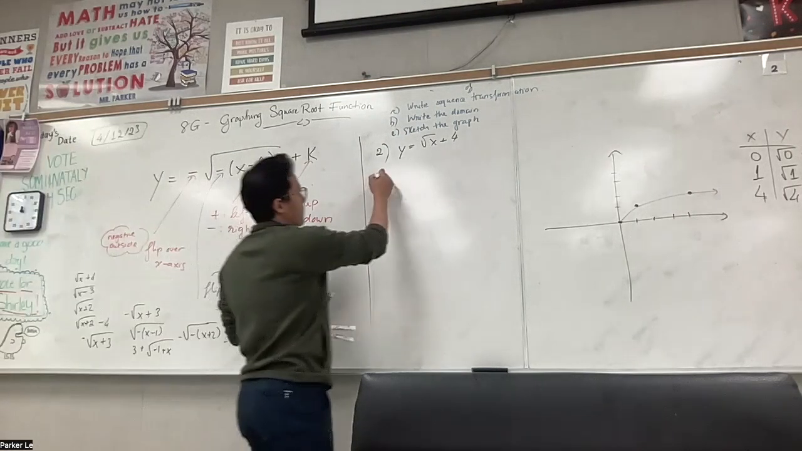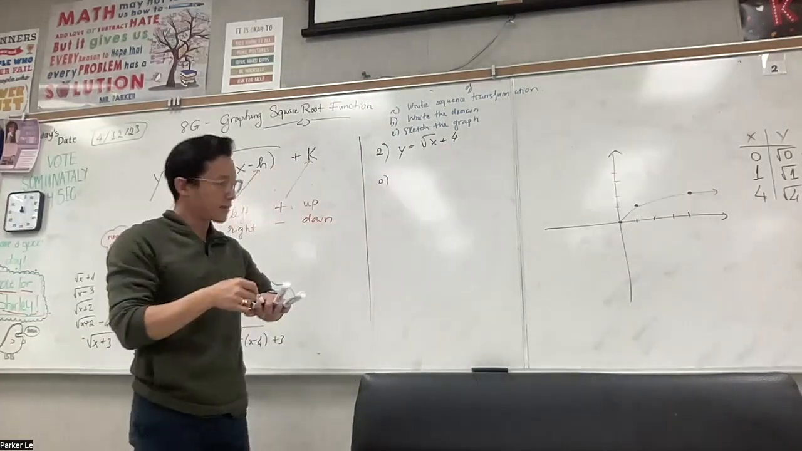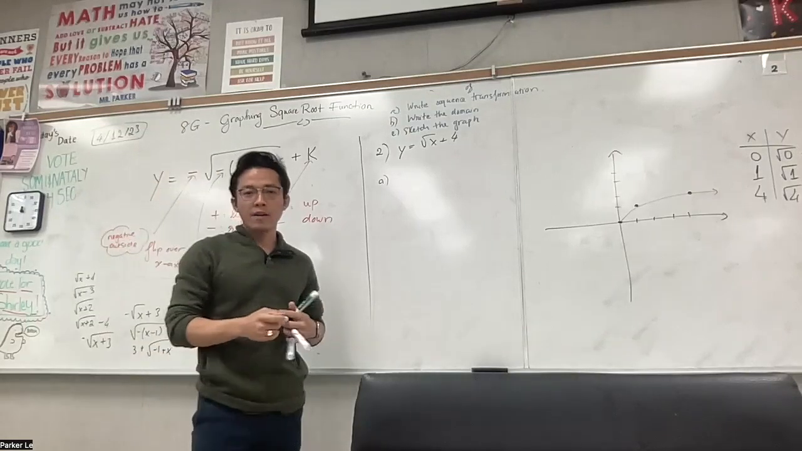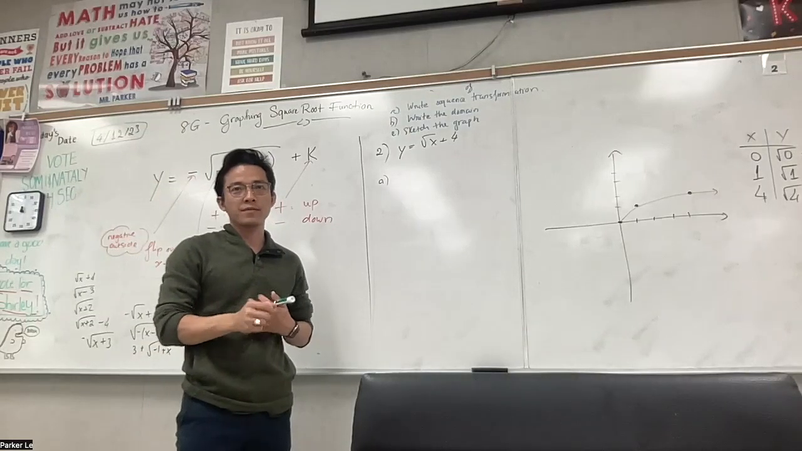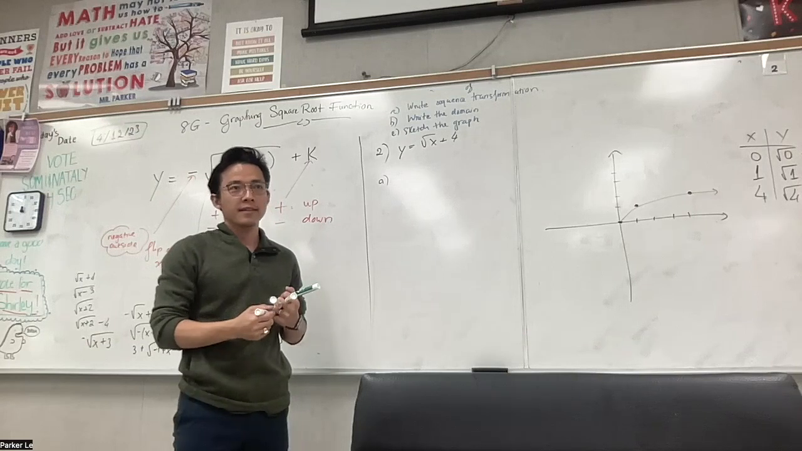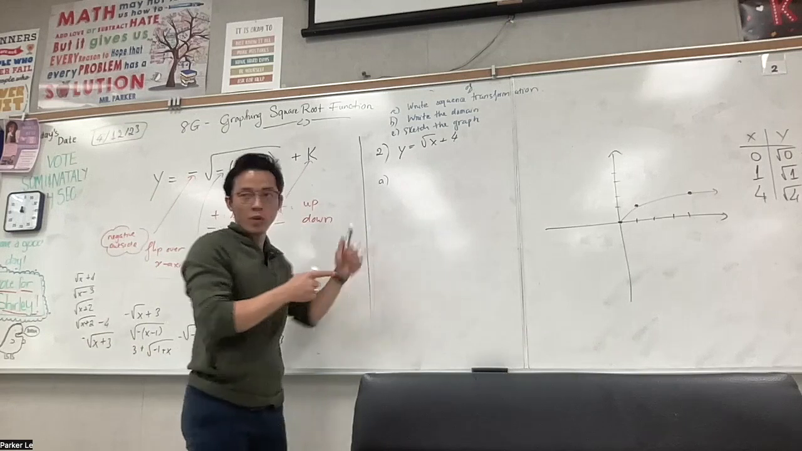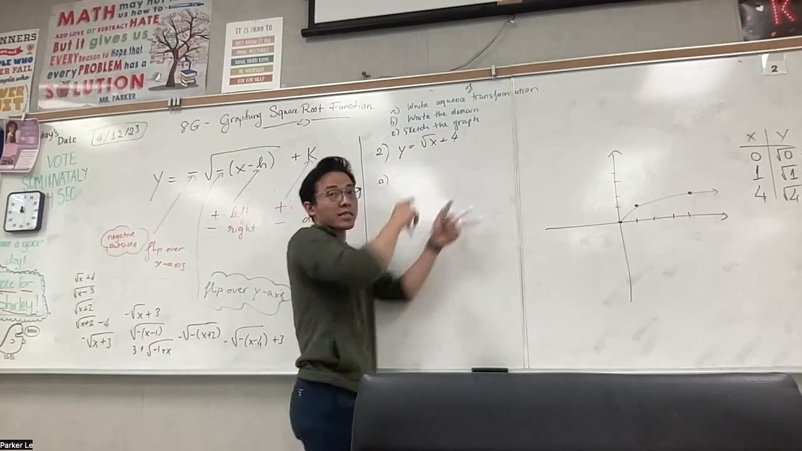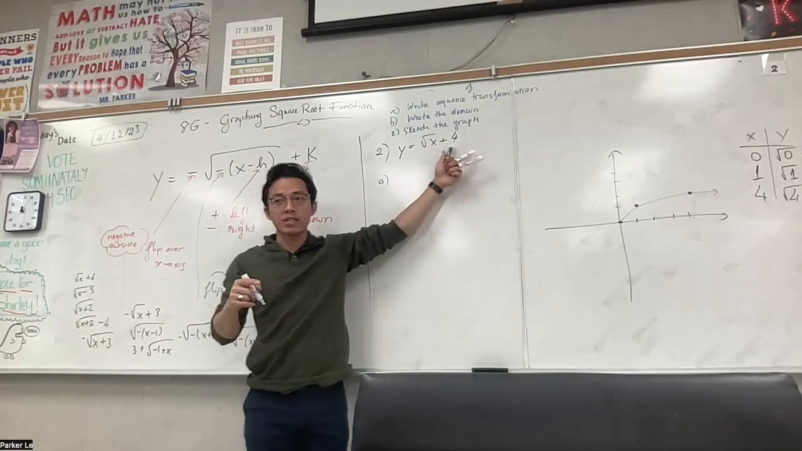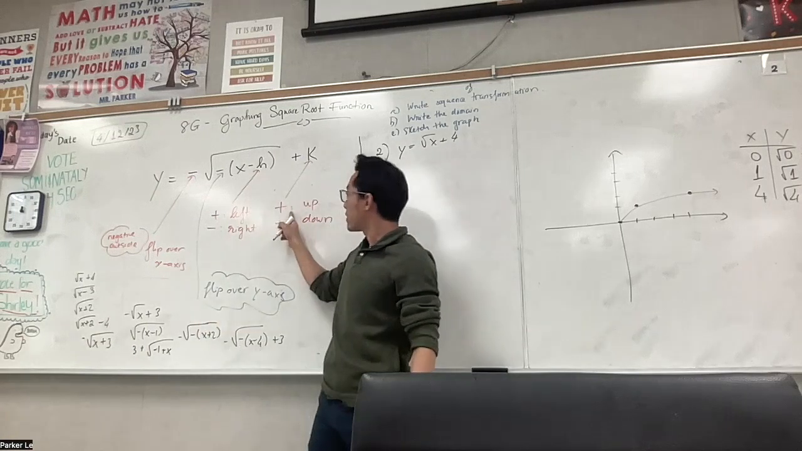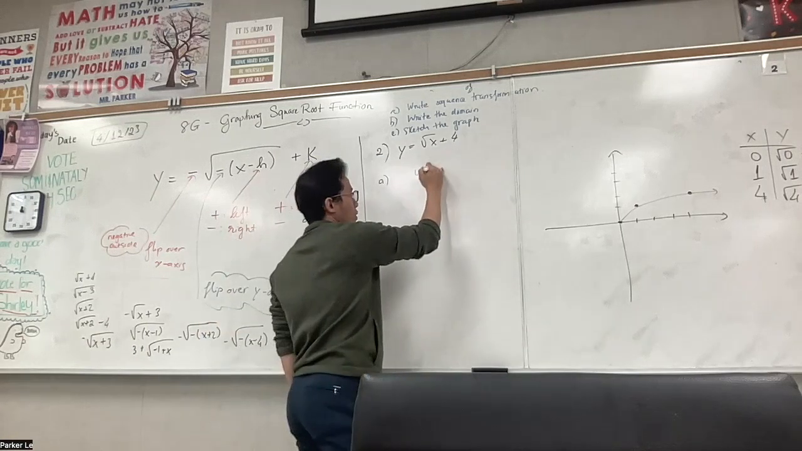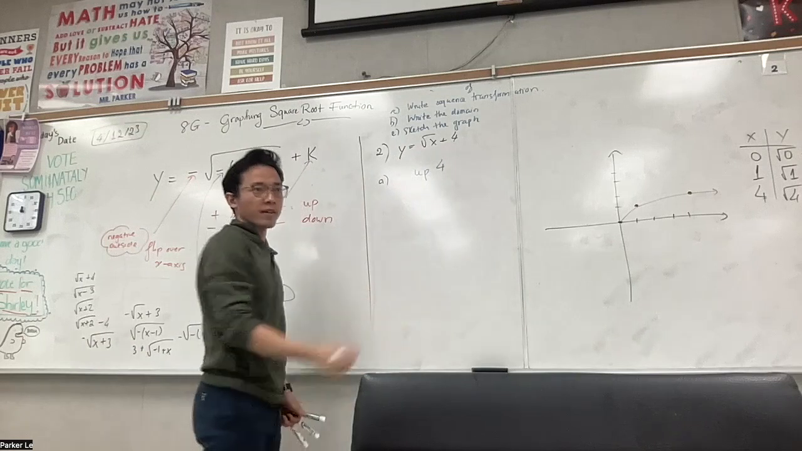Okay. Let's do the first part. What kind of move? What transformation here? Of 4, yes, very good. So one point for Maria. This is of 4. The number is outside, right? This number is outside, so you're going to go up because it's positive. So this is up 4. That's what you need to do for the first part, up 4.